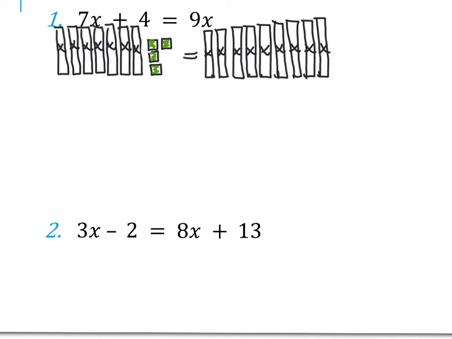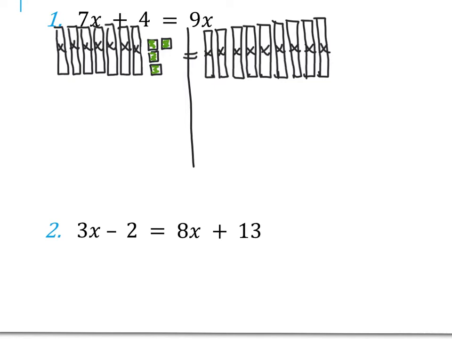In the first example, I drew out what are called algebra tiles. These longer rectangular ones are our x tiles, and then these are our constant tiles. In this case, we have positive constant terms. So I have 7 x tiles plus 4 constant tiles equals 9 x tiles. And this will help give us a visual in order to solve this equation. So I'm going to draw my line here to help separate the sides.